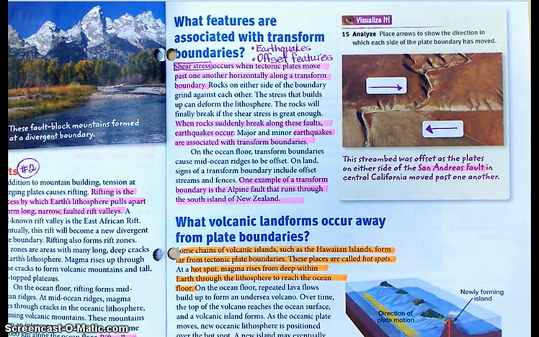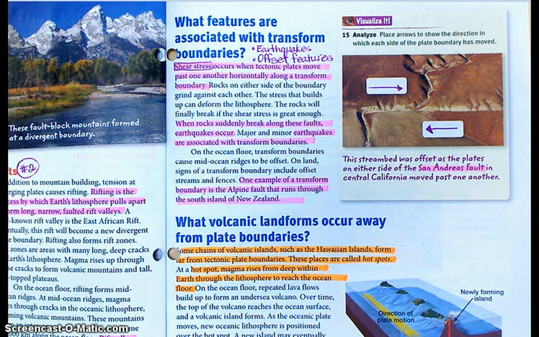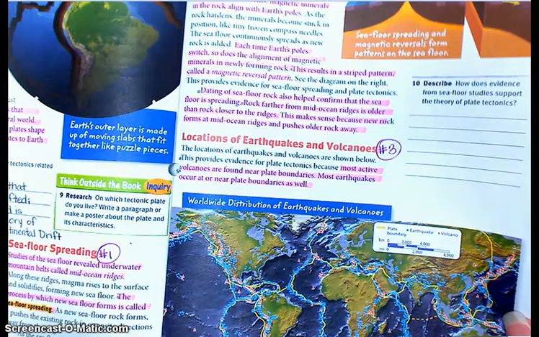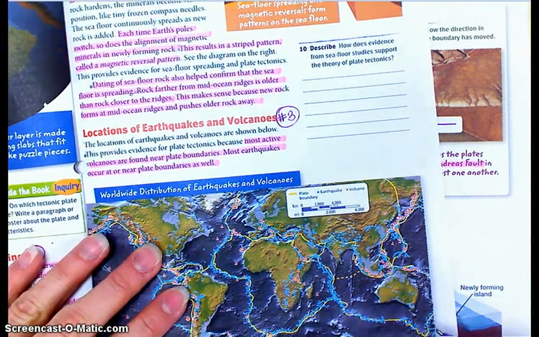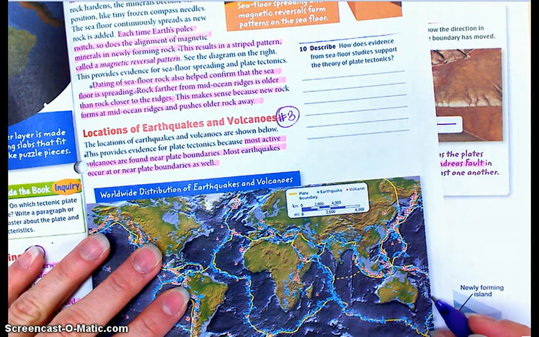Another example of a transform boundary is the Alpine Fault that runs through the South Island of New Zealand. If you don't know where New Zealand is, it's way over here on the edge of the map. New Zealand is over here off the eastern coast of Australia.